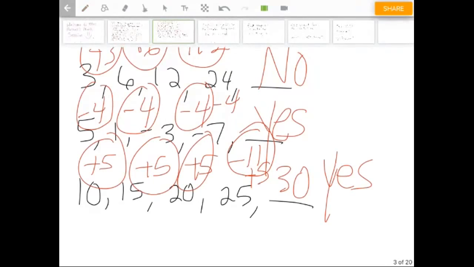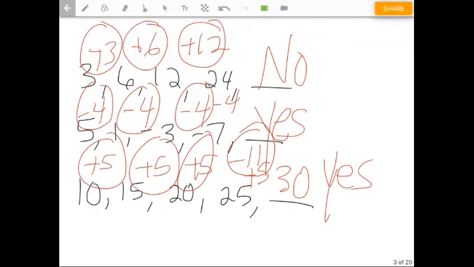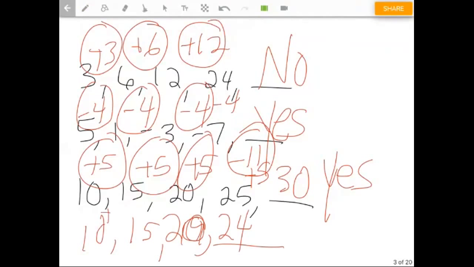All right, now let's just do an example. Let's say you had 10, 15, and then 19, and you wanted to know if this was arithmetic. Actually, let's do 10, 15, 20, and then 24. So you add 5, but then you only add 4. So this would not be, because even though you added 5, this one changed. So this would not be.